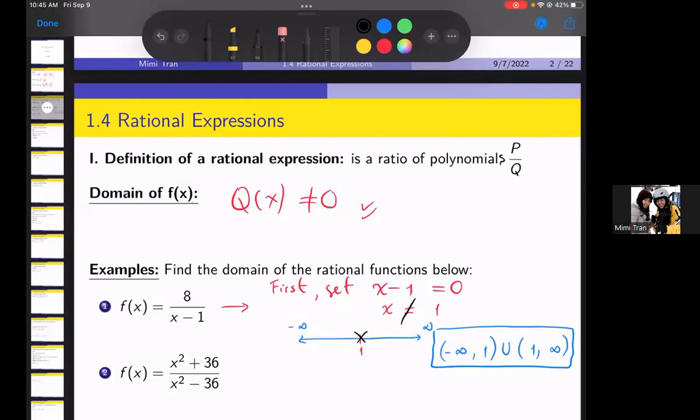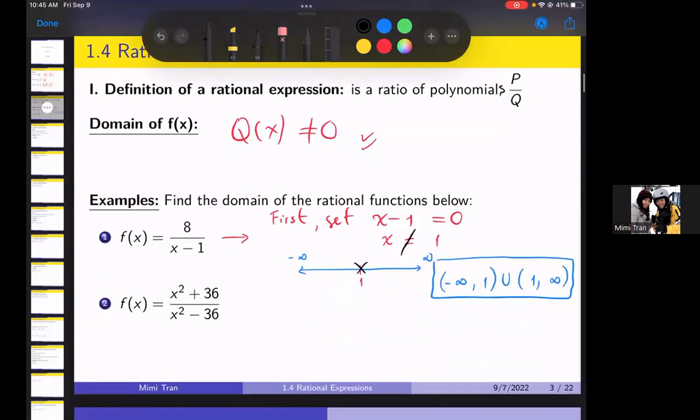...in which the denominator, which is q of x, cannot be 0. So that is the definition of the domain of a rational expression. If I ask you, what is the domain of, say, f of x equals a over x minus 1, you say anything but 1. So you set the denominator equal to 0 and solve for x. Once you have that, you say x cannot be equal to 1.